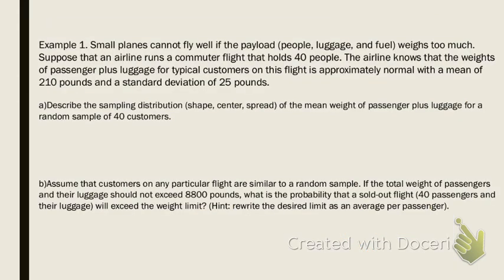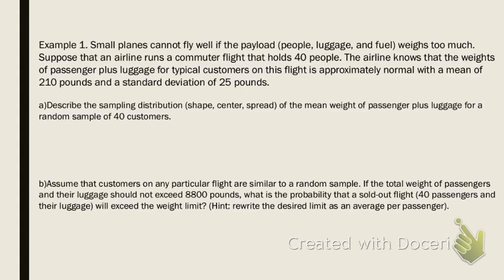Read the problem and circle the important numbers. This is a flashback. Yeah, it's like PTSD. Okay, describe the sampling distribution: shape, center, and spread of the mean weight for a random sample of 40 customers.